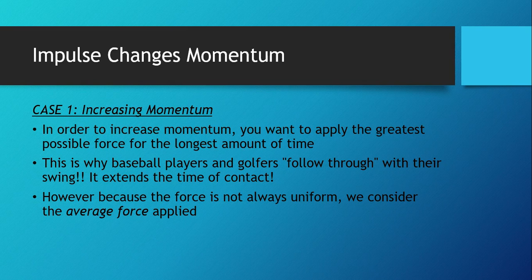This means that the club or the bat is in contact with the ball for a longer amount of time with a similar amount of force. The longer you're in contact with the ball, the greater the change in the ball's momentum, the further it's going to go. Obviously the force isn't always uniform, so when we talk about the impulse, we talk about the average force over the entire swing or over the entire action. In a few minutes, we'll talk about collisions, the average force over the entire collision.